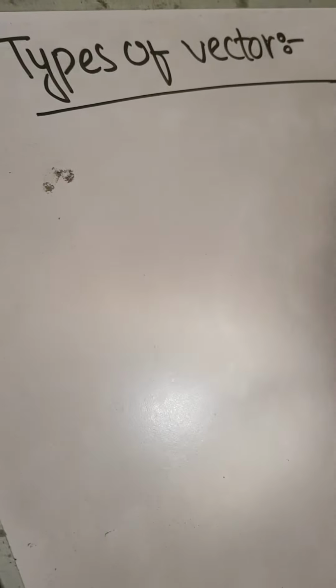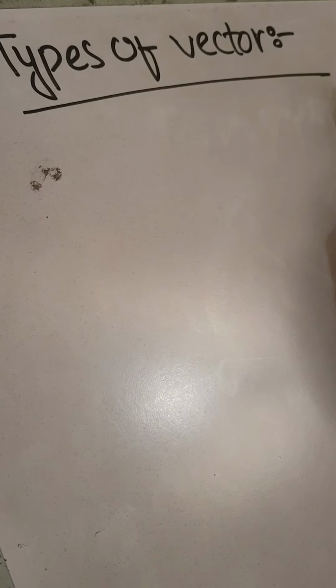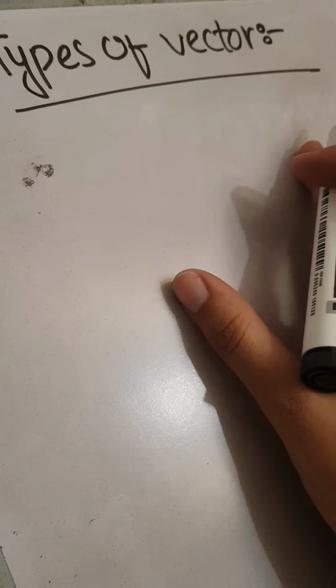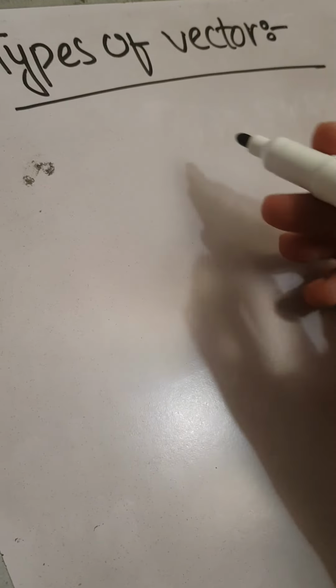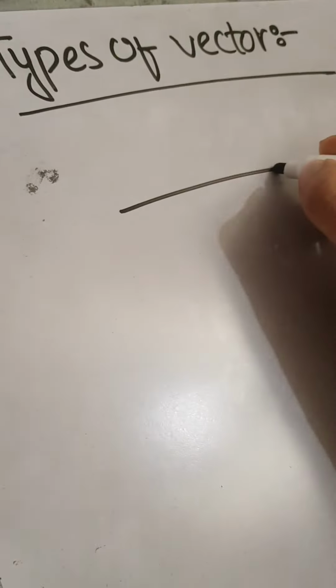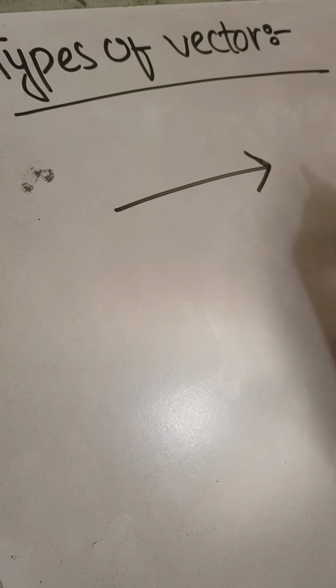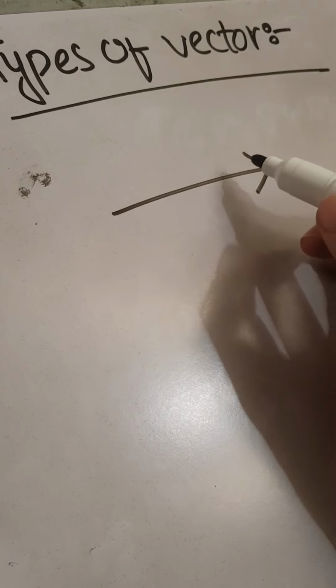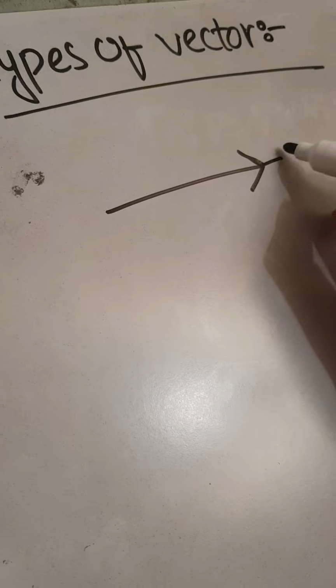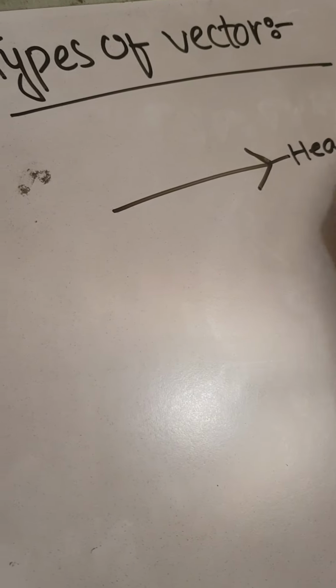Let's discuss the types of vectors. Basically, there are different types of vectors. First of all, let me tell you what the head and the tail of a vector are. For example, this is a vector. We are representing the vector by an arrow, as I told you in the previous video. This cap is the head of the vector and this end point is the tail of the vector.